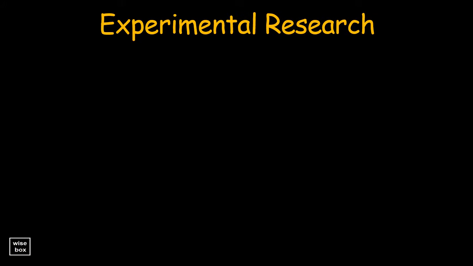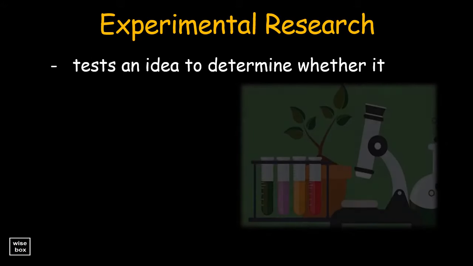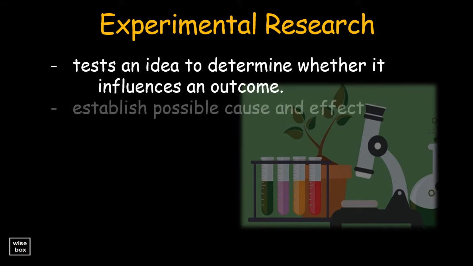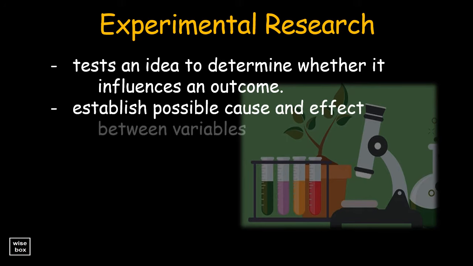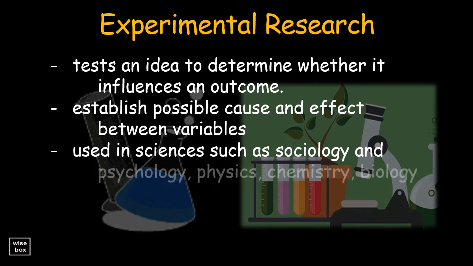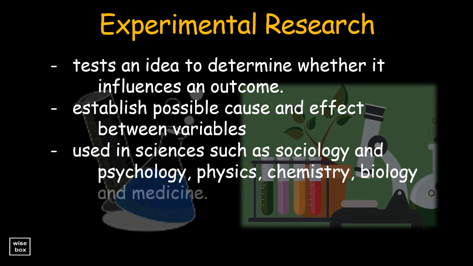Experimental research. An experiment tests an idea to determine whether it influences an outcome. It is used when the researcher wants to establish a possible cause and effect between variables. Experimental research is commonly used in sciences, such as sociology and psychology, physics, chemistry, biology, and medicine.